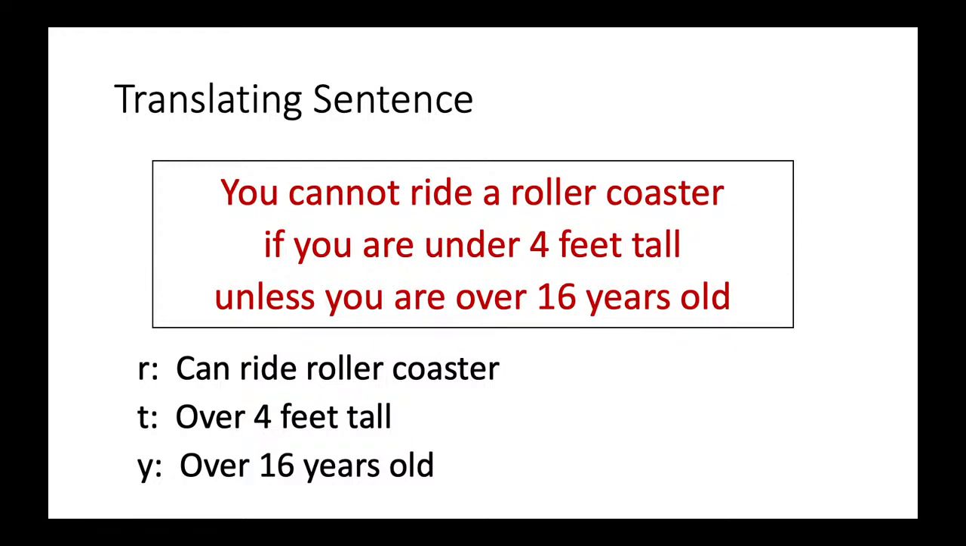So we want to make a translation for this. Let me use these to represent. R represents we can ride a roller coaster. T is about the height requirement, so let's say T means it is over 4 feet tall, so at least 4 feet tall. Y means that it is over 16 years old. So Y talks about the year problem.